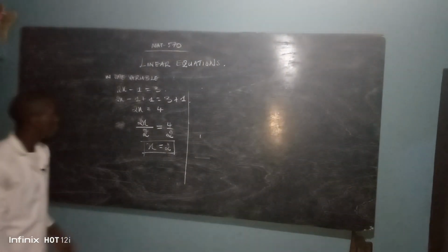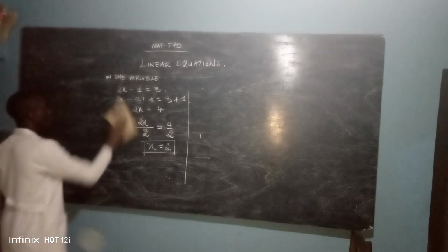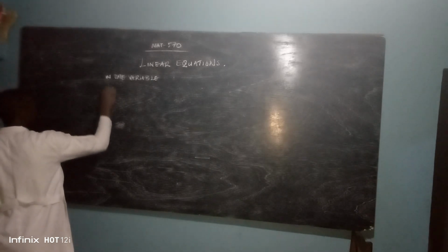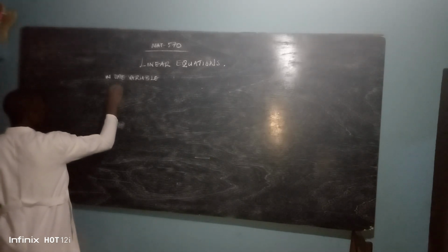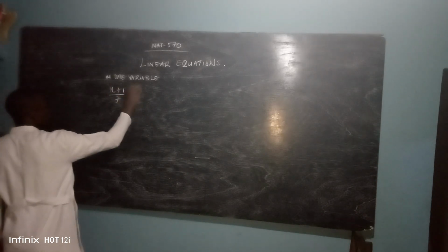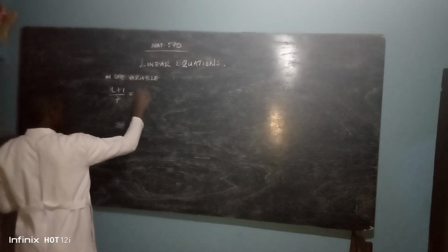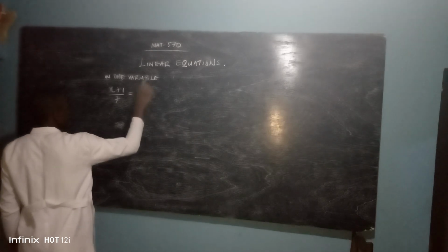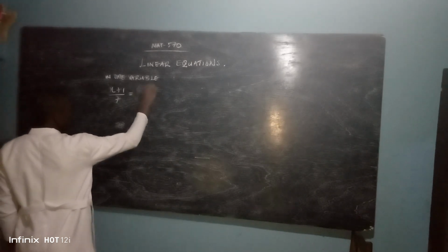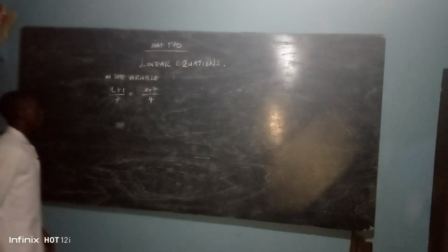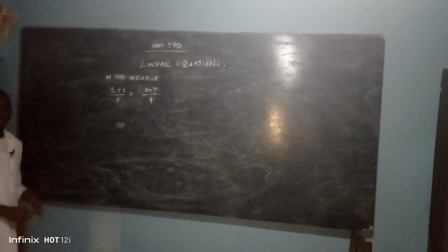So that is how you solve linear equation in one variable. I'll give you another one. Let's say you had something like this. Let's say we have something like x plus 1 divided by 7 equals to 7x plus 7 divided by, let's say, 4. You have this equation and you have been asked to solve.